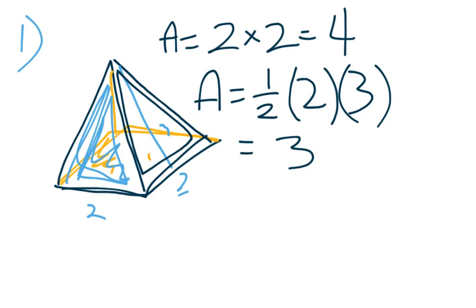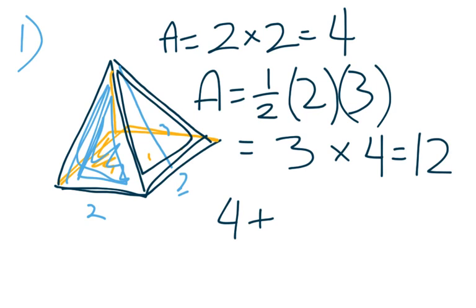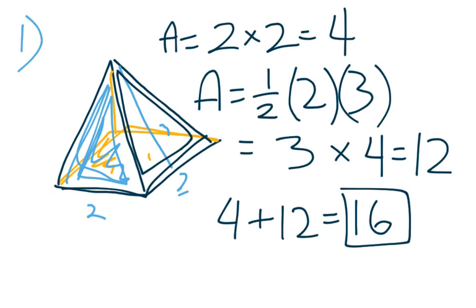So there's 4 sides, and each side has an area of 3. So we're going to multiply this 3 by 4, and that is 12. Now we are going to add the square base with the areas of the triangular sides. So 4 plus 12 is 16. And that is the surface area of this pyramid.